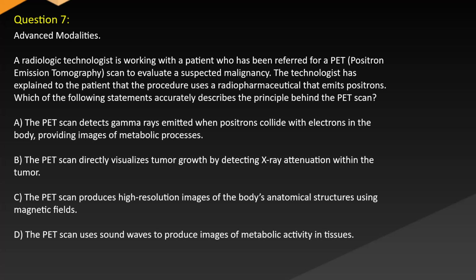A. The PET scan detects gamma rays emitted when positrons collide with electrons in the body, providing images of metabolic processes. B. The PET scan directly visualizes tumor growth by detecting X-ray attenuation within the tumor. C. The PET scan produces high-resolution images of the body's anatomical structures using magnetic fields. D. The PET scan uses sound waves to produce images of metabolic activity in tissues.